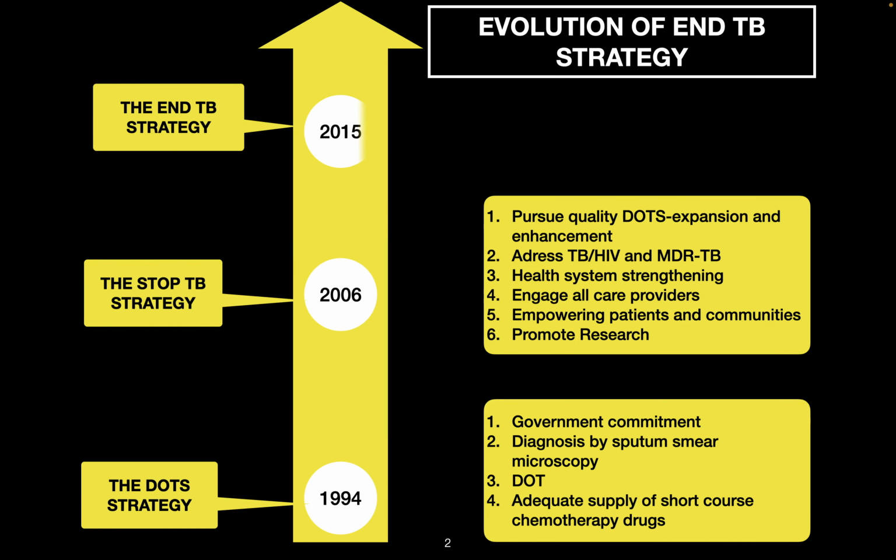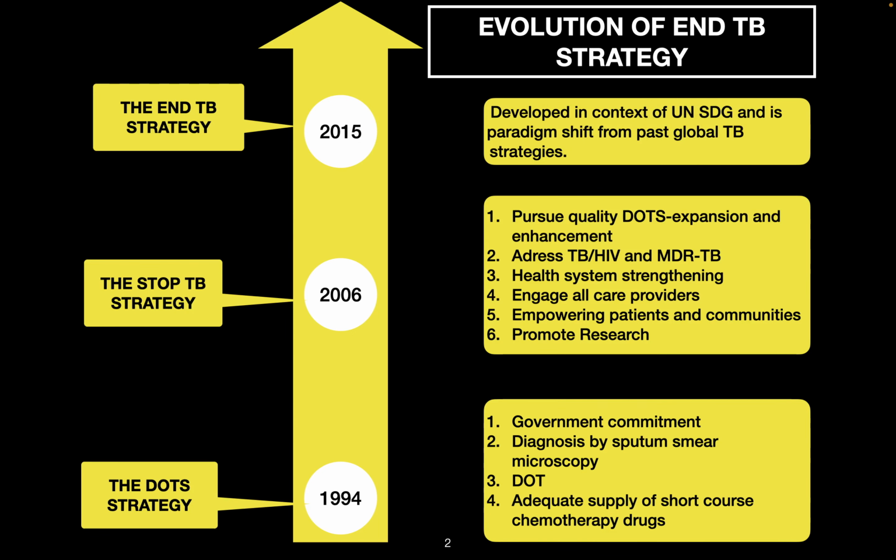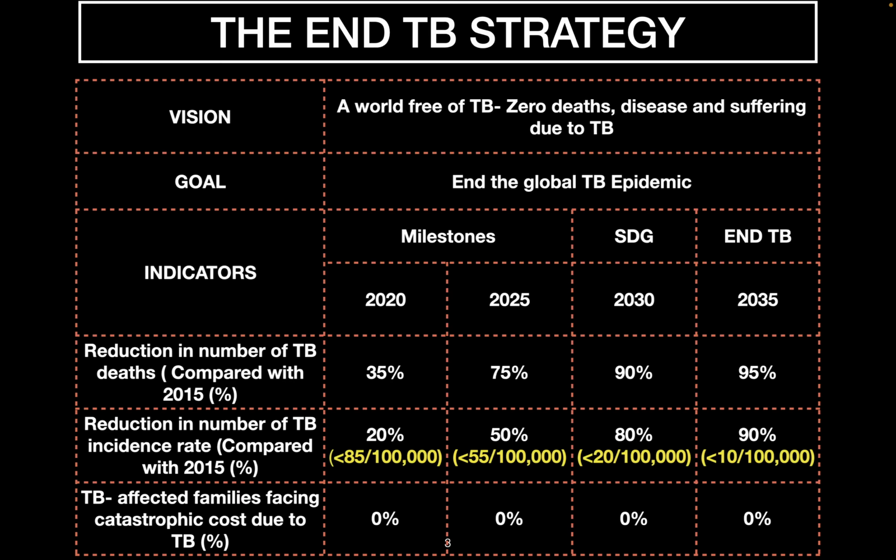Then the Millennium Development Goals ended in 2015, and then the SDGs came, from 2016 to 2030. So we have a new strategy now which is still running, that is called the End TB strategy, and it is a paradigm shift from the past global TB strategies. Now, what is this End TB strategy? Let's try to understand this.